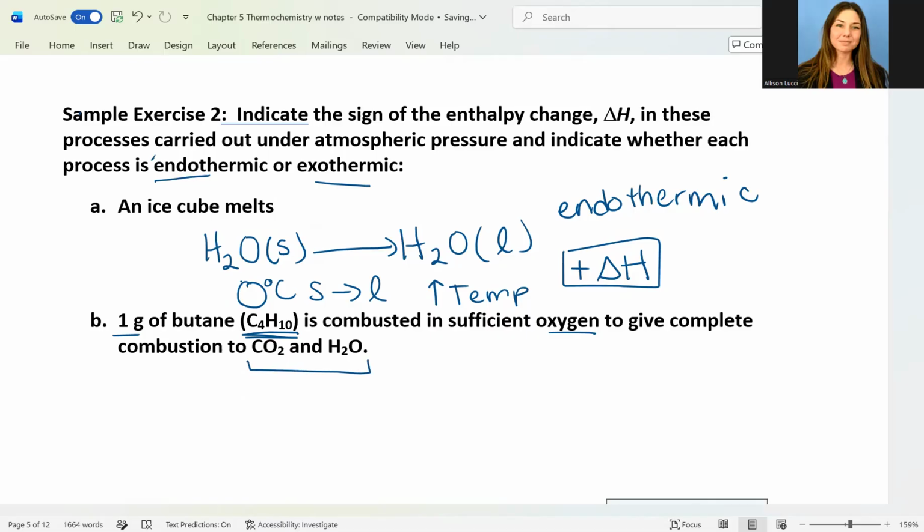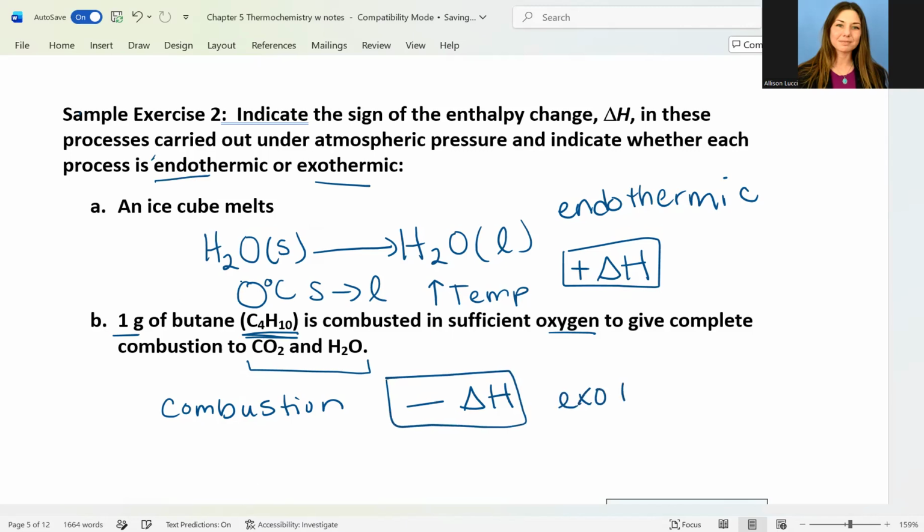And any combustion reaction, think about butane and a lighter being lit, these will give off heat. So in general, we can just assume that a combustion reaction is going to have a negative change in enthalpy. So that would be a negative delta H, and it's going to be an exothermic process. Again, just from our knowledge that combustion reactions will give off heat.